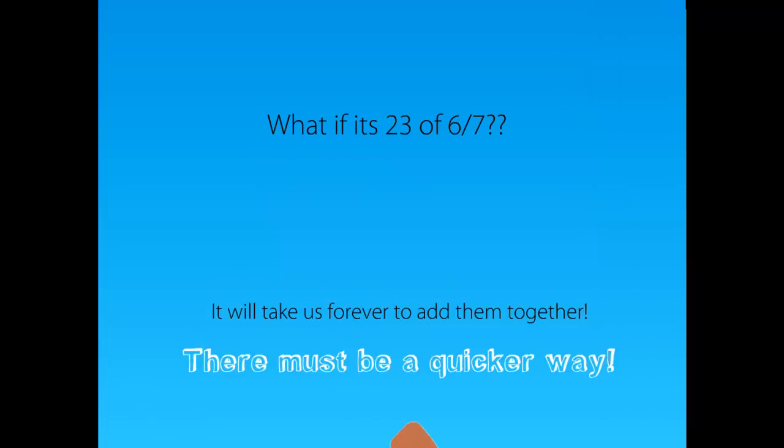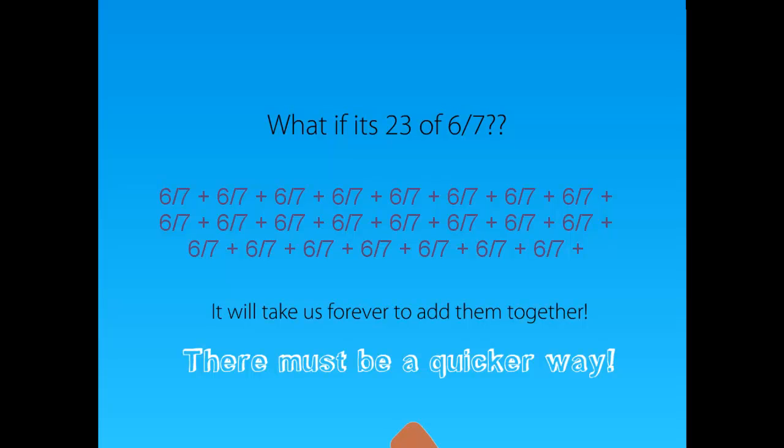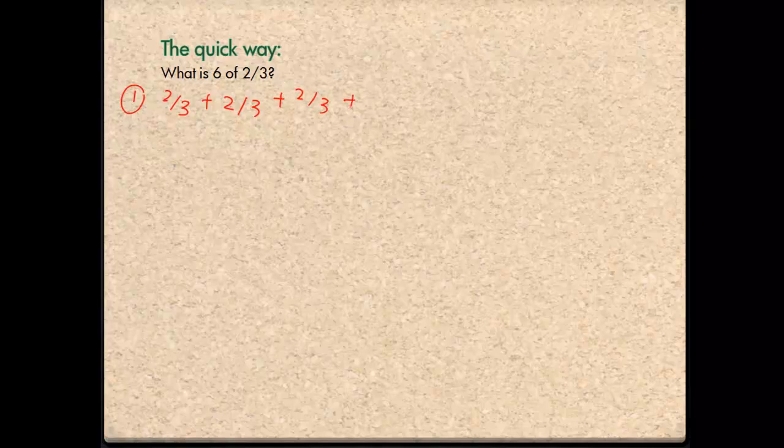So now that we know we can find the answer by adding fractions together, what do we do for more difficult questions? If I were to ask you what is 23 of 6 over 7, what do we do? Add 6 over 7 23 times? It would take ages to do questions like that. But let me ask you, what is 6 of 2/3? Well, previously we did these questions by adding them together. So what we did before was 2/3 plus 2/3 plus 2/3 plus 2/3 plus 2/3 plus 2/3. That's how we did it.